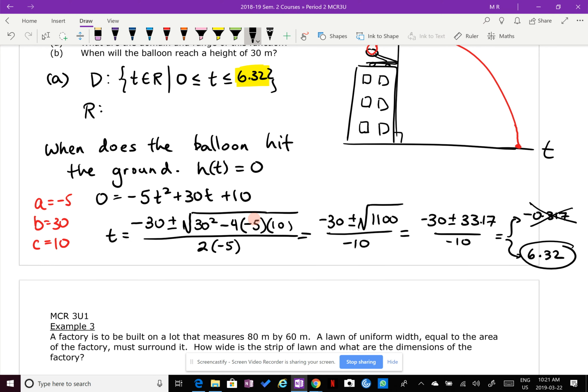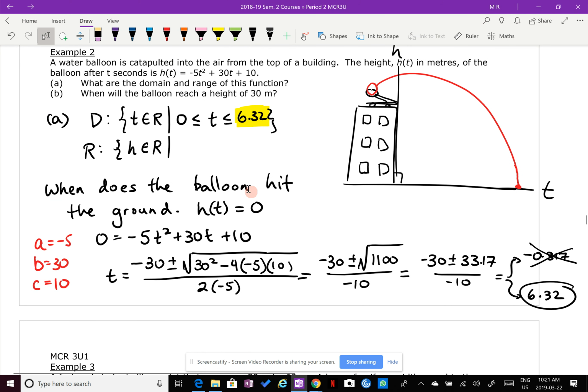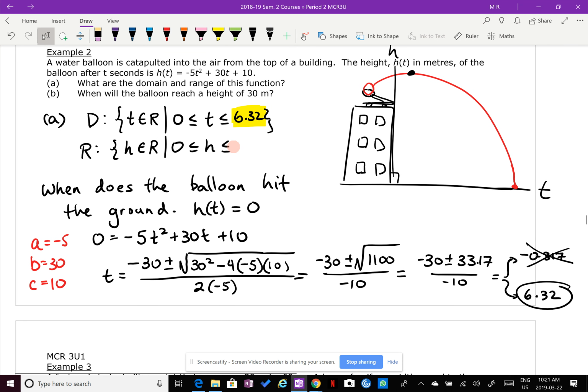For my range, height is my dependent variable. Height is every real number. So for my range, 0 is my lowest value for my height. I can't go negatives either. So 0 is my lowest point. The highest point is the maximum value. So somewhere in my picture here, I'm going to point out that there's a maximum value.